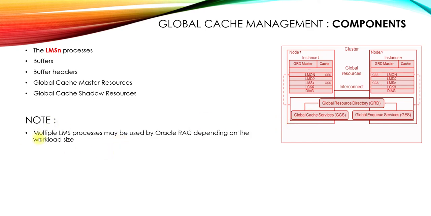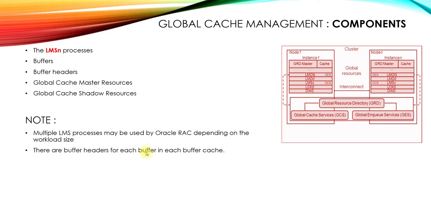Important points. Multiple LMS processes may be used by Oracle RAC depending on the workload size. So when we see LMS X, if there is heavy load on a specific instance or multiple instances, then multiple processes will be spawned. So there will be LMS 1, 2, 3, as many as are required by RAC according to the workload size.